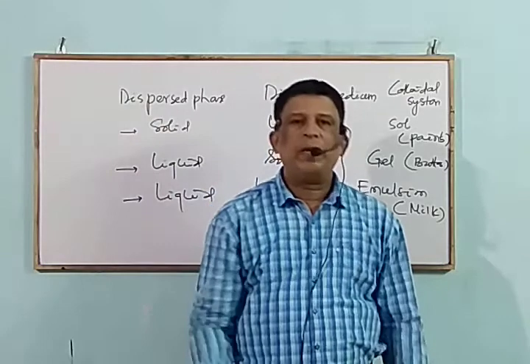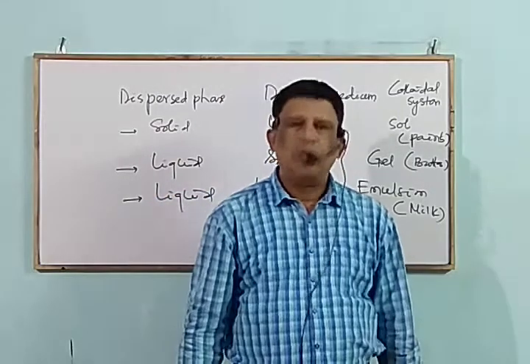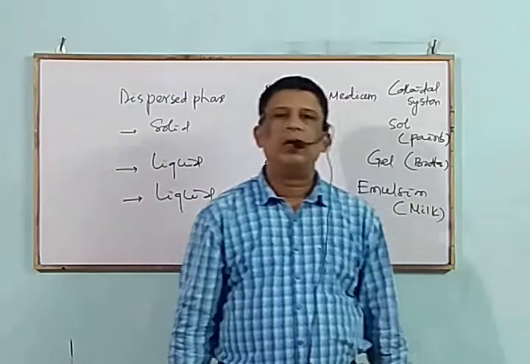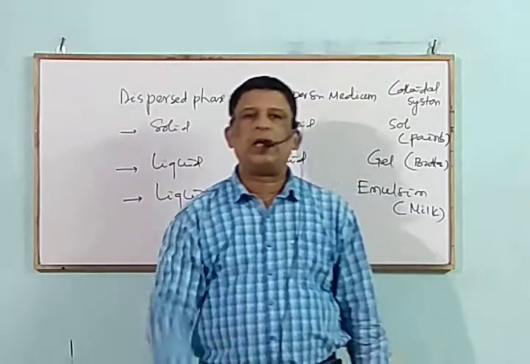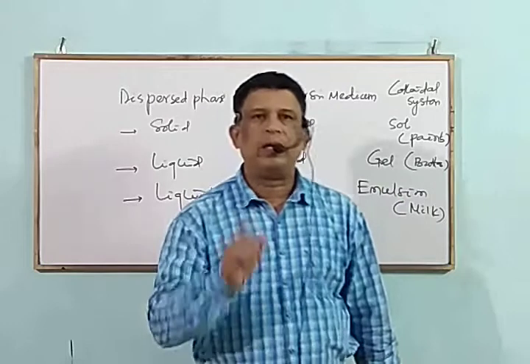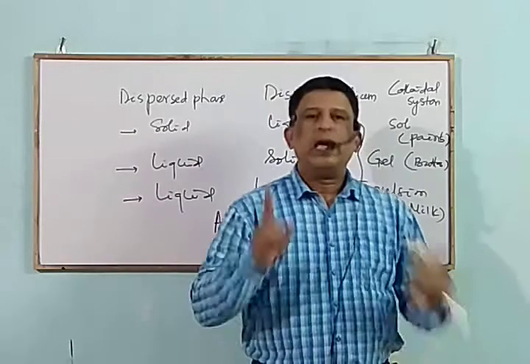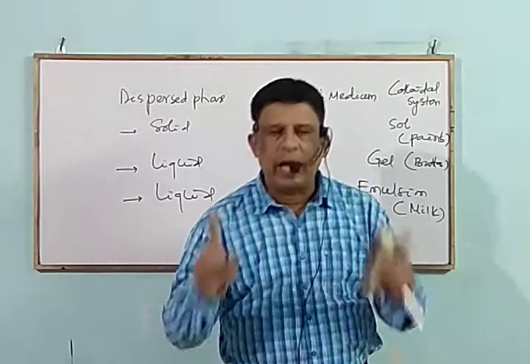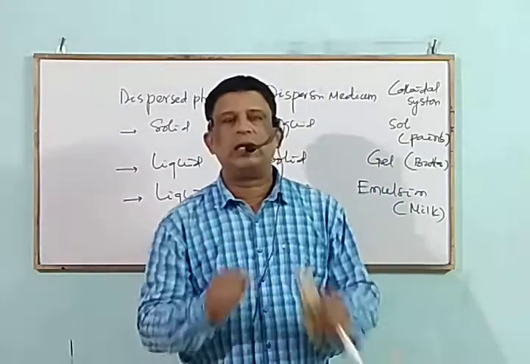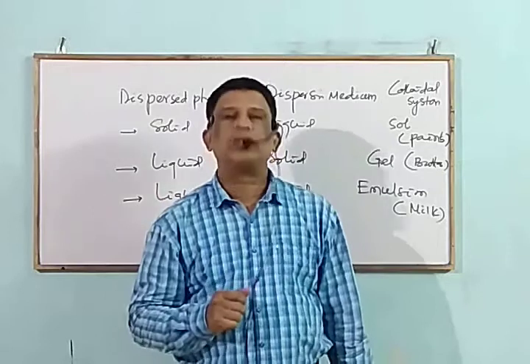Third one is on the basis of interaction of phases. There are two types of colloidal system. One is solvent loving, known as lyophilic, generally stable and reversible, not precipitated at ordinary condition. And one is solvent hating, that is lyophobic, which is not a stable one and precipitates normally. That means if there is interaction or attraction between the dispersed phase and dispersion medium, that is known as lyophilic or solvent loving.